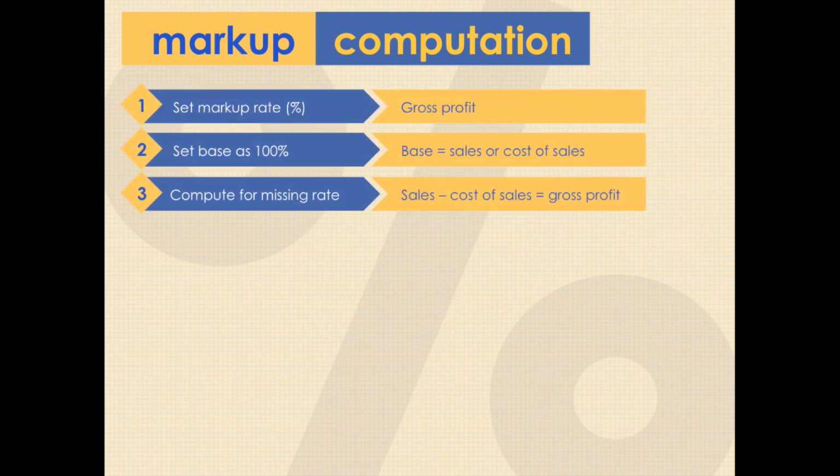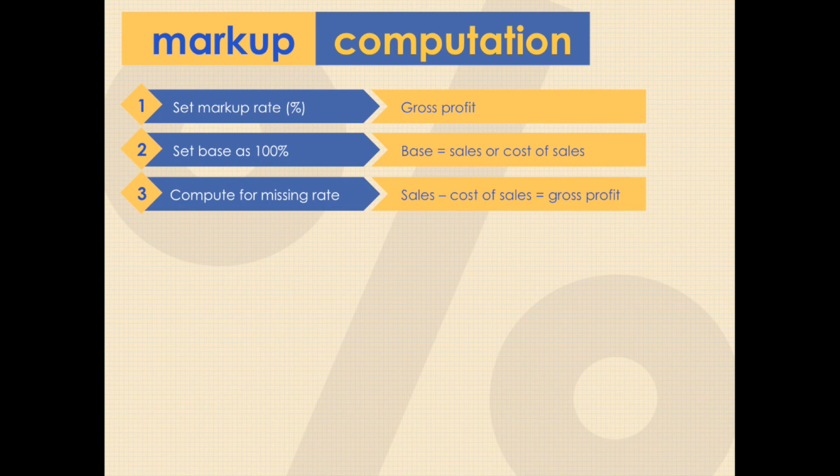To properly assign the percentages and compute for the correct values, follow these 3 steps. First, assign the markup rate to gross profit. Second, set whatever the base is as 100%. The base can either be the sales or the cost of sales.